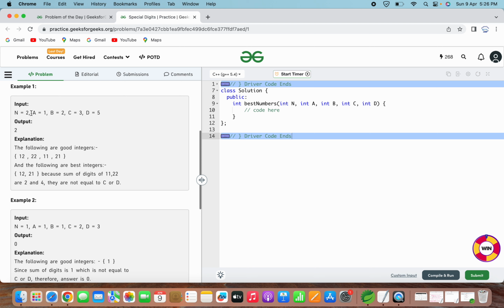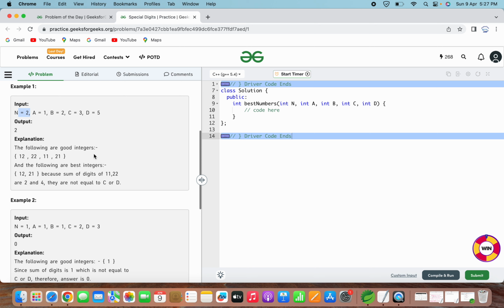Here it is said n is equal to 2. That means the length of each integer should be 2. A is 1, B is 2, C is 3, D is 4. So here the output is 2. Here the following are the good numbers, that is 11, 22, 12 and 21. So here we can see that it is given that length should be 2 and all the integers should be formed using A and B only, so that can become a part of good numbers. So when we try to formulate all the possible numbers using 1 and 2 with length 2, here we can see we get these 4 numbers.